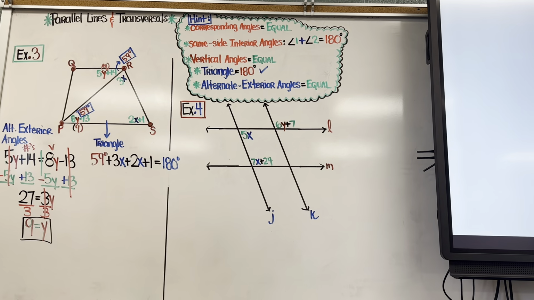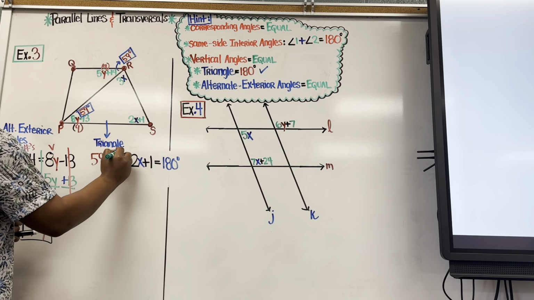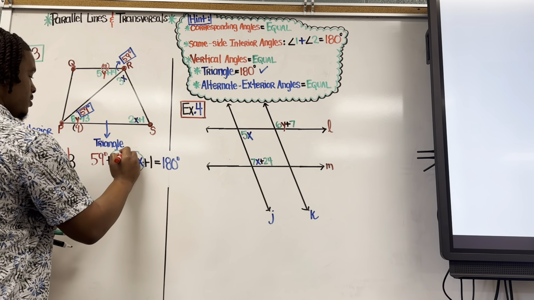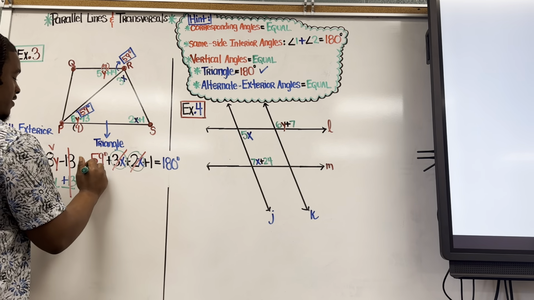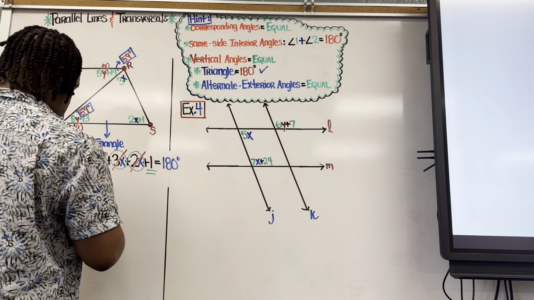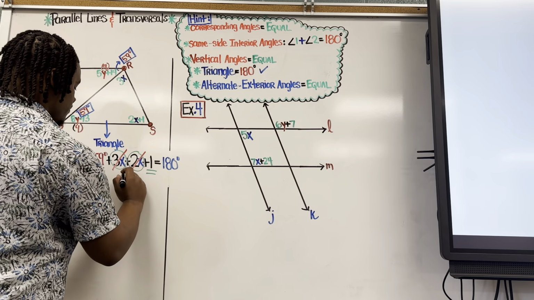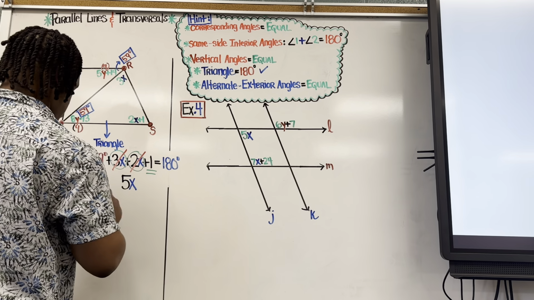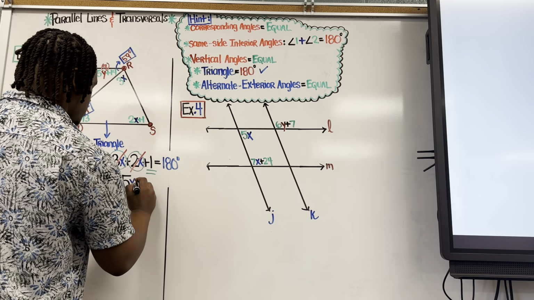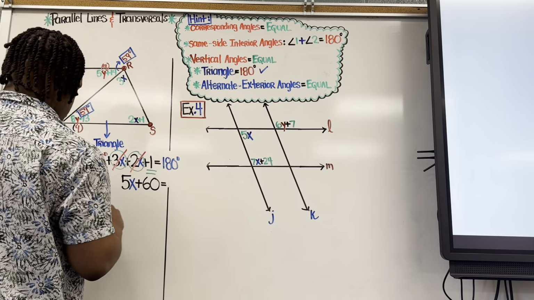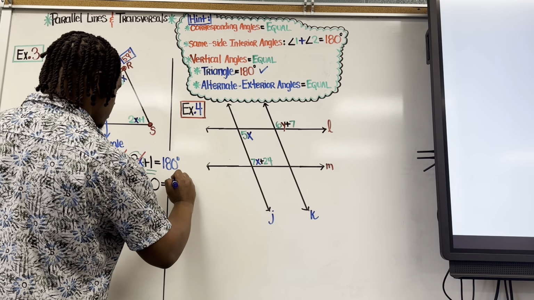Okay? So now what I need to do is, guys, I need to combine like terms. I can combine 3x with 2x, which equals 5x. All right? And I can combine 59 and 1, right? 59 plus 1 is 60. So it will be 5x plus 60 equals 180.